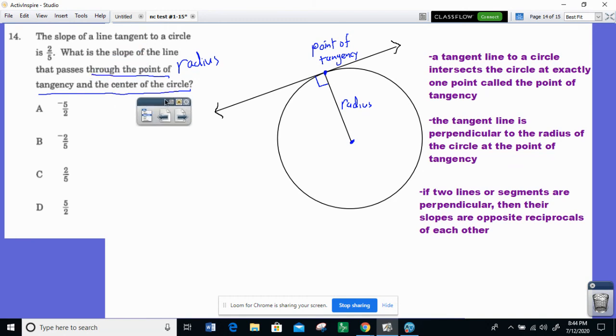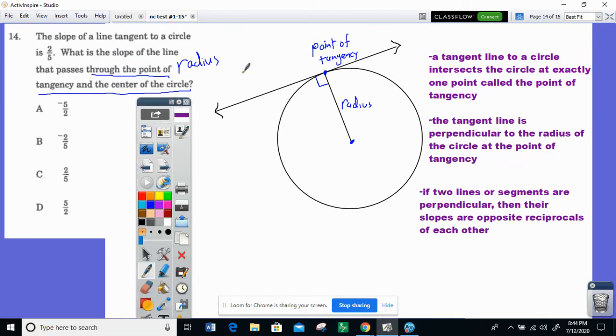So they're telling us that if the slope of this original line is 2 over 5, what is the slope of this radius? Well, what do we know about the slopes of perpendicular lines? If two lines or segments are perpendicular, then their slopes are opposite reciprocals of each other. Well, opposite means if this slope is positive, then this slope is negative. Reciprocal means we need to take this fraction and flip it around. So when we flip around 2 over 5, we get 5 over 2, and that gives us a slope of negative 5 over 2. That's how we get A.